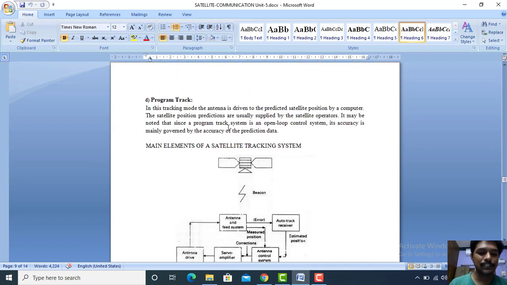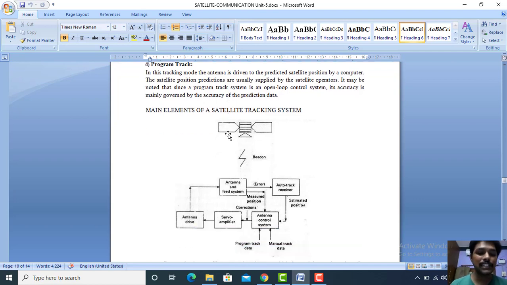In the program track, which is nothing but computerized programming to simplify the prediction of the position of the satellite, it will track the system and predict the data accuracy automatically. So these are the 4 types of tracking systems that we have.